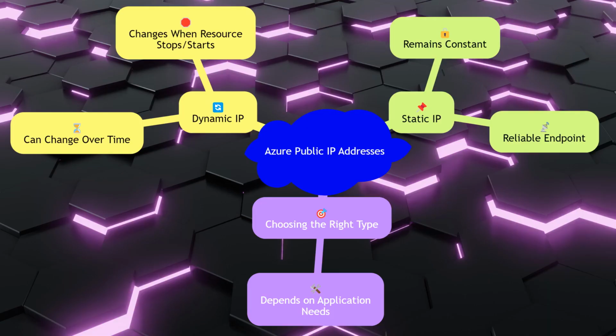Azure offers two types of public IP addresses: dynamic and static. Dynamic IP addresses can change over time, typically when the associated resource is stopped and started. Static IP addresses, on the other hand, remain constant, providing a reliable endpoint for services that require a consistent IP address. Choosing the right type depends on the specific needs of your application.